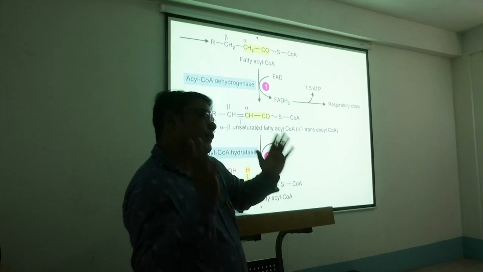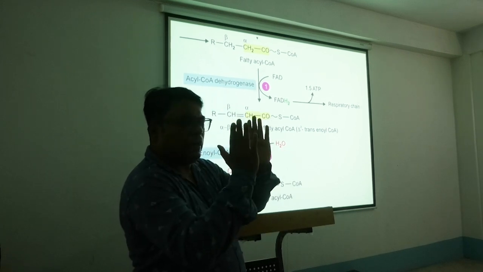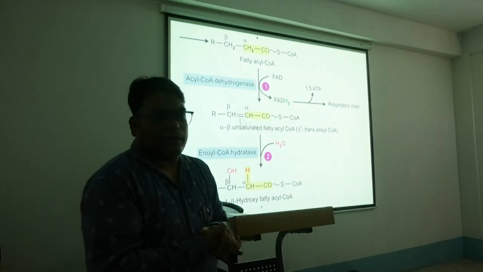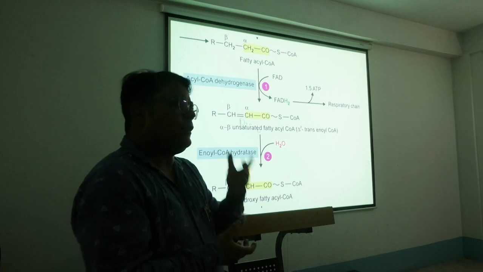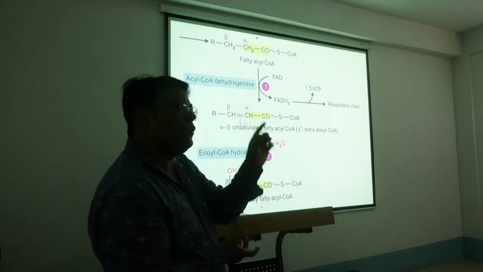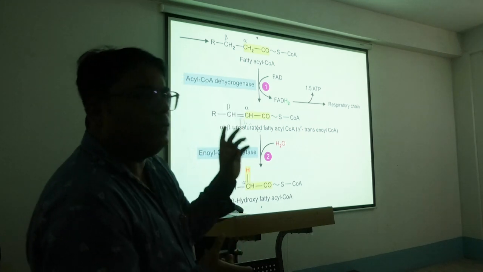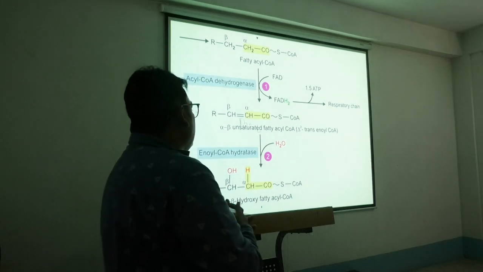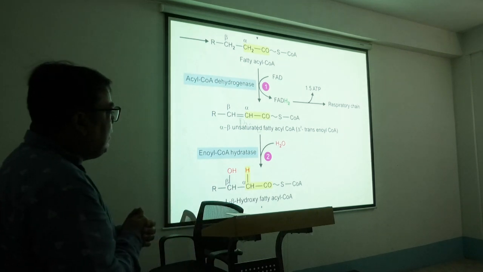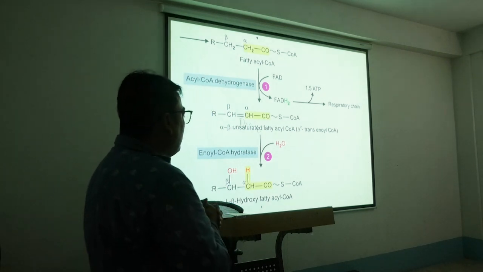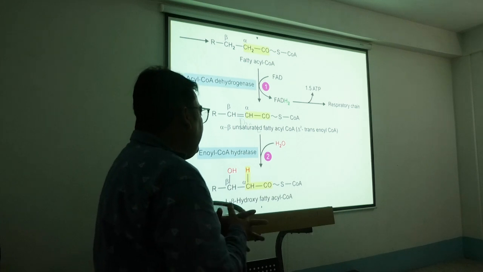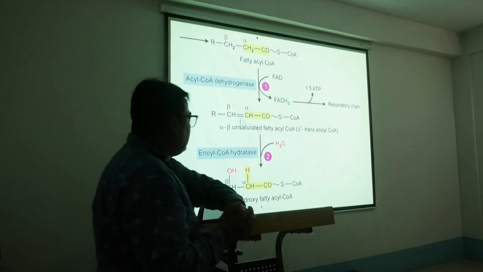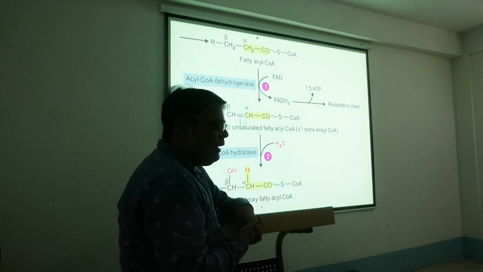You will think that all metabolic pathways are relatively attached with each other. This is called integration of metabolic pathways. The term we use, integration of metabolic pathways. So now this alpha beta unsaturated fatty acyl CoA is converted into L beta hydroxy fatty acyl CoA by the activity of enoyl CoA hydratase.